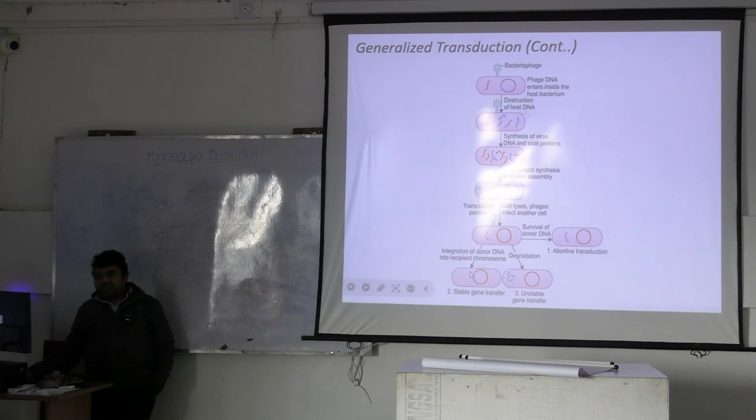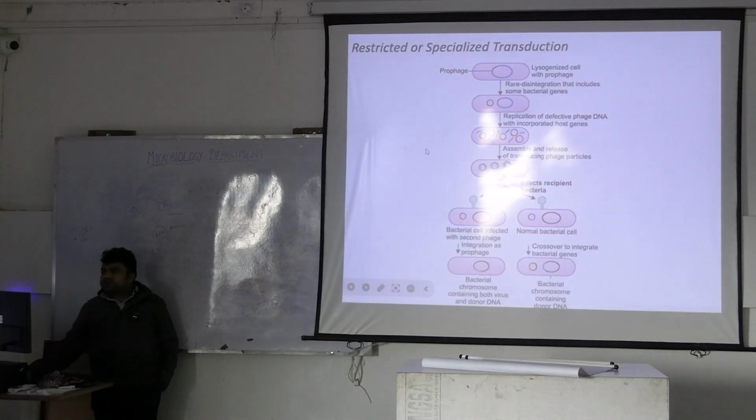Or it can enter into the cell and get a stable gene transfer. That is, the viral DNA is integrated into the bacterial chromosome. So the bacteria does not die, so we call it a stable gene transfer. And if it fails, then the lytic cycle will continue. Now what happens with the stable gene transfer is, this viral genetic material may integrate into the chromosome or the plasmid, and when the situation demands, it can form viral particles and then go into lysis.